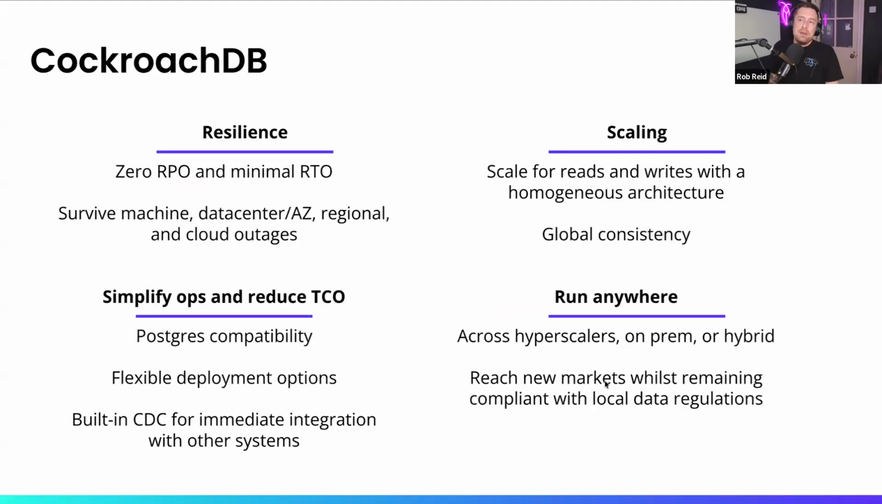On to CockroachDB. CockroachDB, as its name suggests, is one of, if not the world's most resilient database. It offers zero RPO, which is recovery point objective. That's zero data loss in the event of an outage with minimal RTO. We're talking an average of about 4.5 seconds worth of downtime. It can survive machine, data center, AZ, region, and cloud outages, depending on where you deploy your clusters. And it scales for both reads and writes.